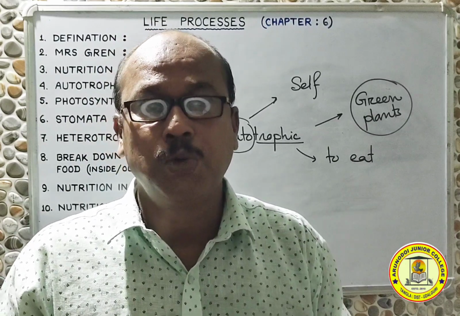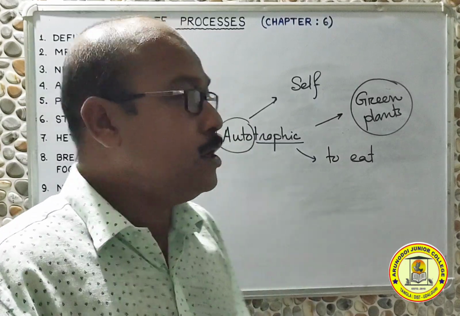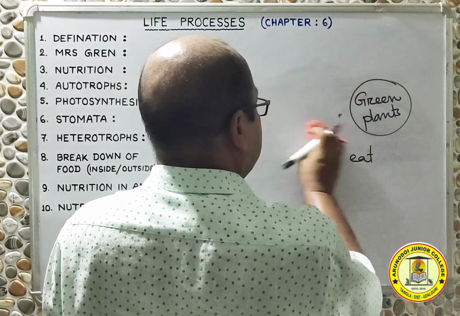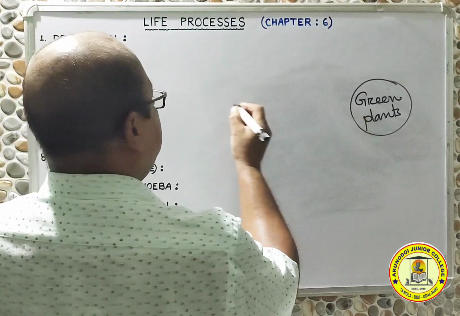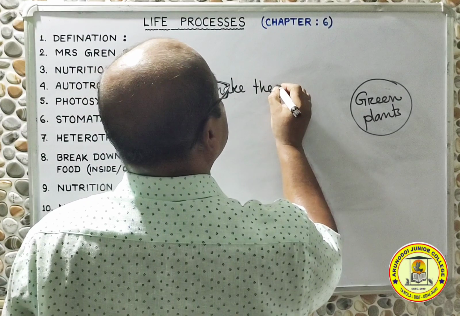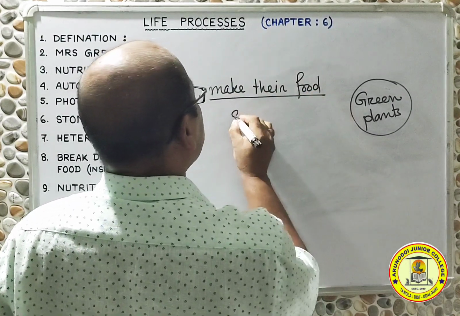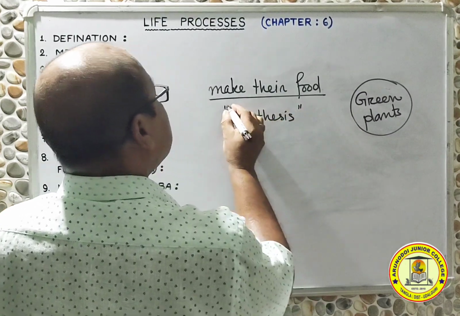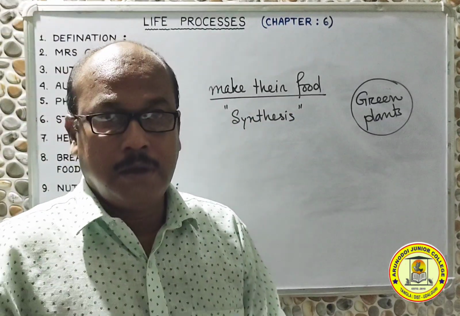Autotrophs are those organisms which can prepare their food by themselves. So they are called autotrophs. Now autotrophs, as we have taken the example of the green plants, what do green plants do? They make their food. Making food means we can say it is synthesis. So what does the word synthesis mean? Synthesis means to produce, to make, to create.